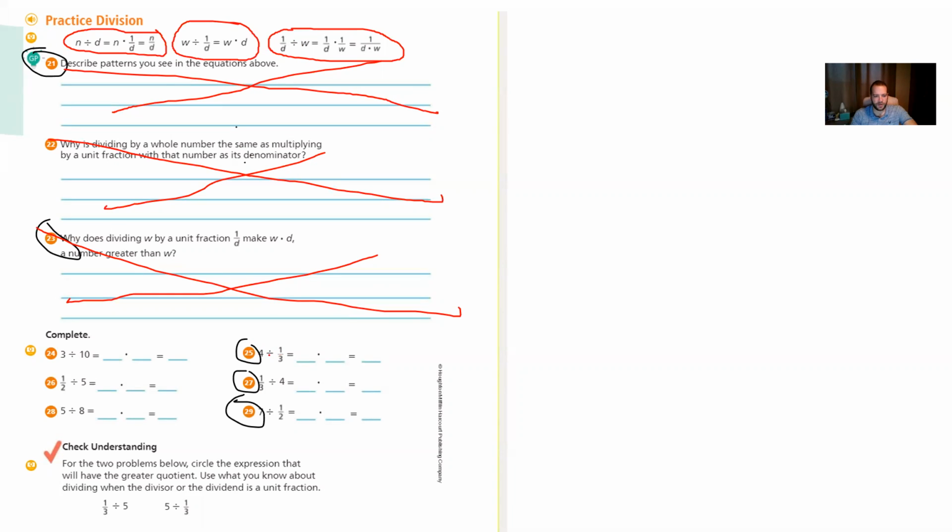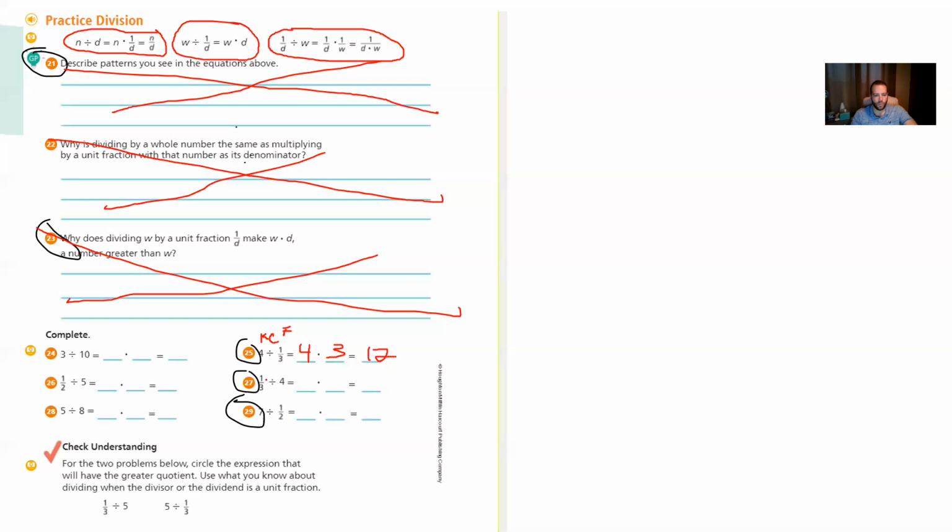And then number 25, keep the 4 the same. A lot of the times I tell students, go ahead and write your KCF on top of it. That'll kind of help you know what to do. Keep 4, change to multiplication. Remember, that dot means multiplication in big boy, big girl math. And then flip the 1/3. 1/3 flipped is 3/1 or 3. 4 times 3 is 12.